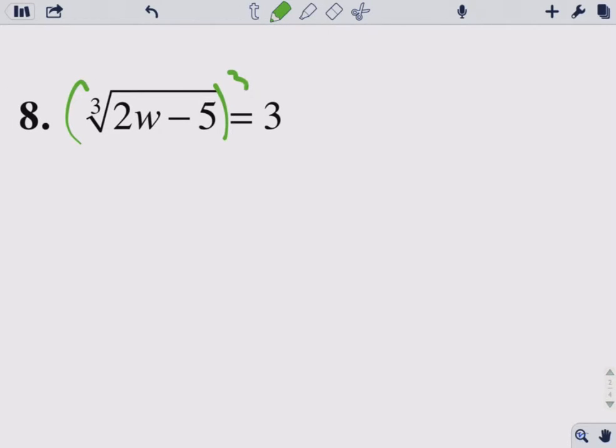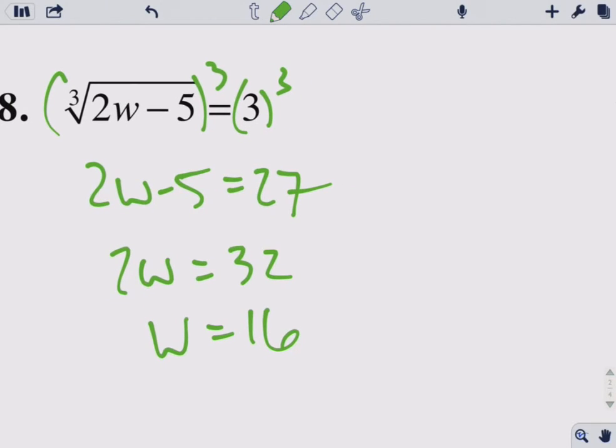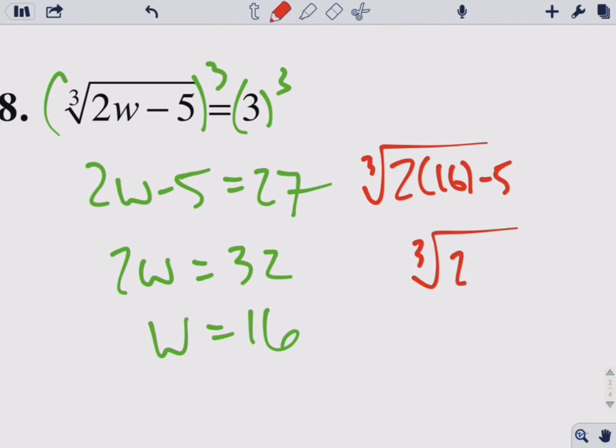Again, radical is isolated, so I cube it. So I get 2w minus 5 is equal to 27. Alright, and then I add the 5, and I get 32, and divide by 2, I get 16. W is equal to 16. So I get 2 times 16 minus 5, that's the cube root, and so that's the cube root of 27, and that works out.